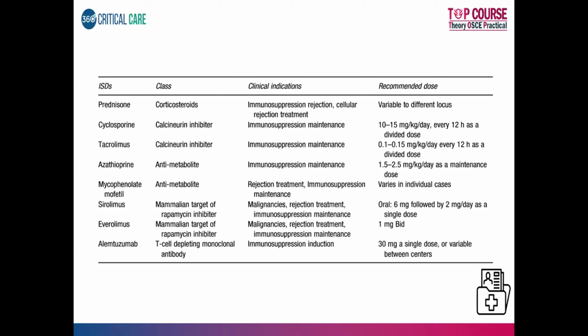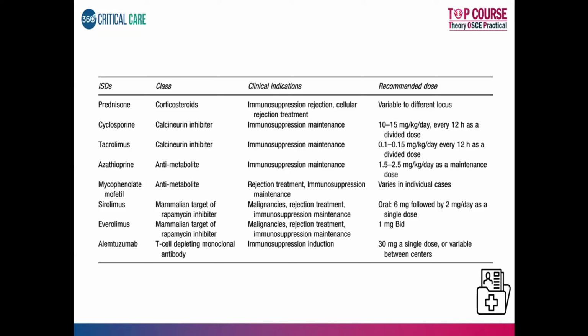Now, coming to the doses of the drugs. Just remember 3 important drugs, as I told: tacrolimus, mycophenolate, and prednisolone. For tacrolimus, the most common dose is 0.1 to 0.15 mg per kg per day. It is given as a BD dose, in divided doses. Then coming to the prednisolone, methylprednisolone, and mycophenolate, it is actually variable in different individuals, but I'm going to tell you what we commonly use. Mycophenolate will usually be started as 500 to 1000 mg in a BD dose.